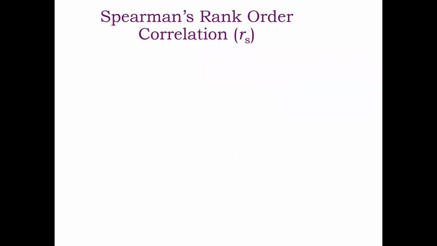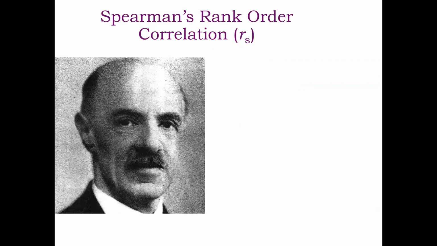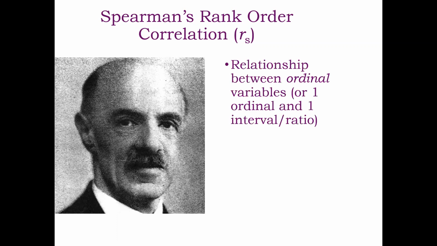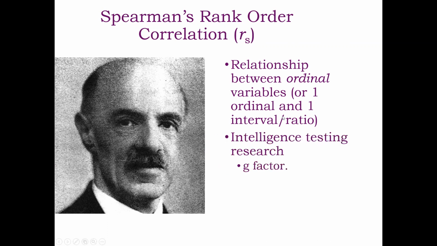Okay, so we're also going to talk about Spearman's rank order correlation, which can be denoted r sub s, or sometimes people say rho. Spearman was another super important person. Not only did he provide this calculation for the relationship between ordinal variables, but he also did a lot for intelligence testing. He talked about the g factor, which if you've taken general psychology, you will have heard of.